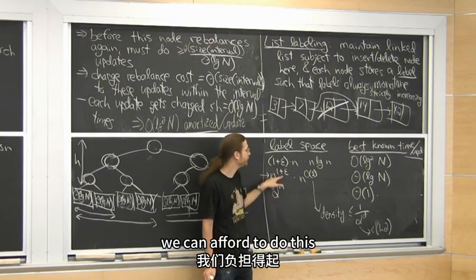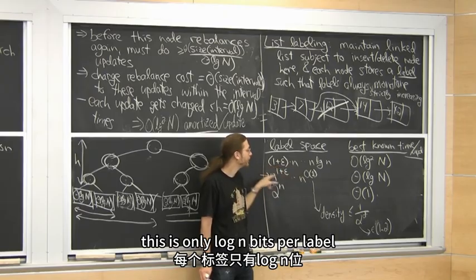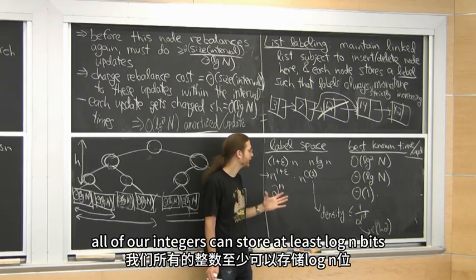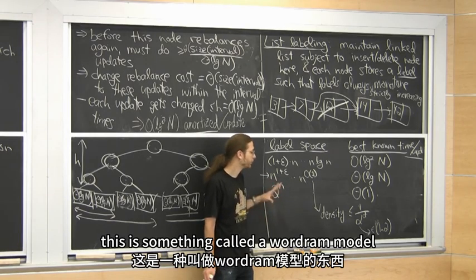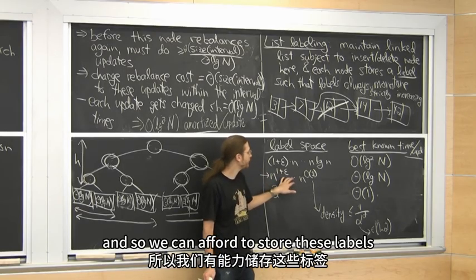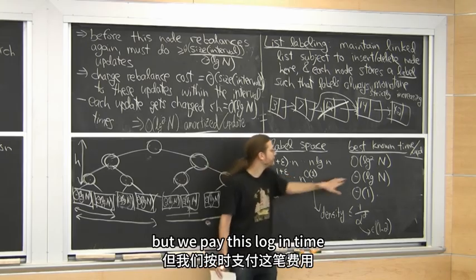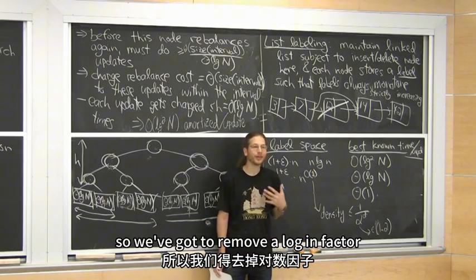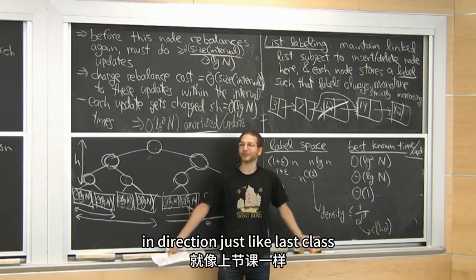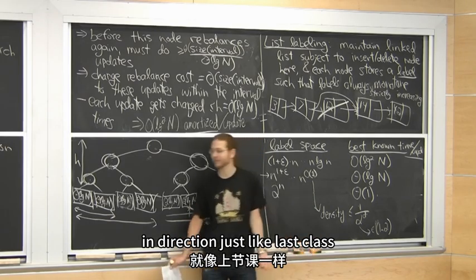We can afford to do this. This is only log n bits per label, and we assume all of our integers can store at least log n bits. This is something called a word RAM model. And so we can afford to store these labels, but we pay this log n time. So we've got to remove a log n factor. How do we do that? Indirection, just like last class.